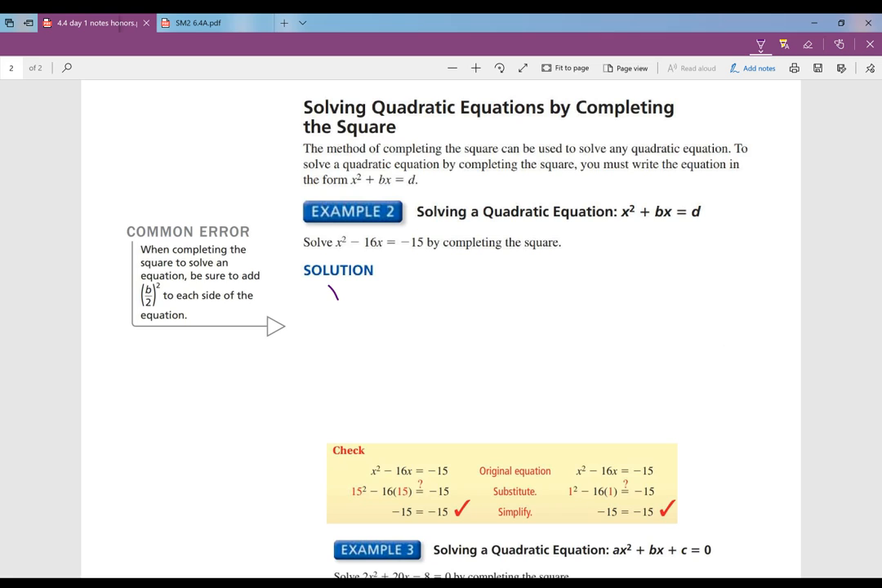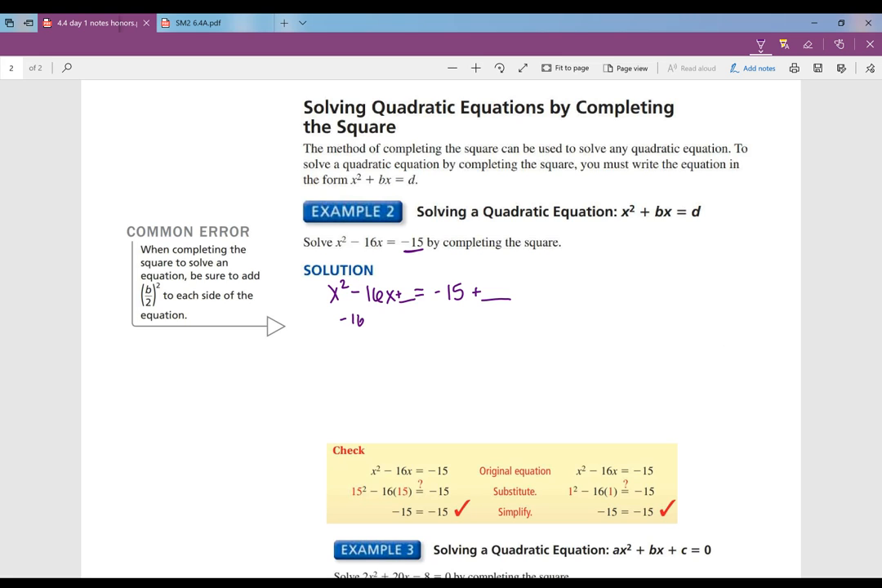So, we have x squared minus 16x equals negative 15. Your first step is always going to be to get your constant on the other side, which it already is, right? We already have negative 15 on the other side. And now we can figure out what we want to add to this side to make that a perfect square. And if we're adding it to that side, we need to add it to this side as well. We need to add it to both sides. That's one of the most common mistakes: people forget to add it to the other side as well.